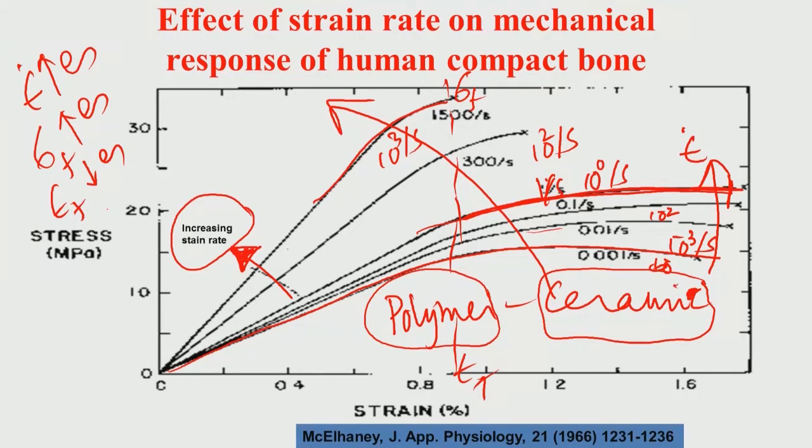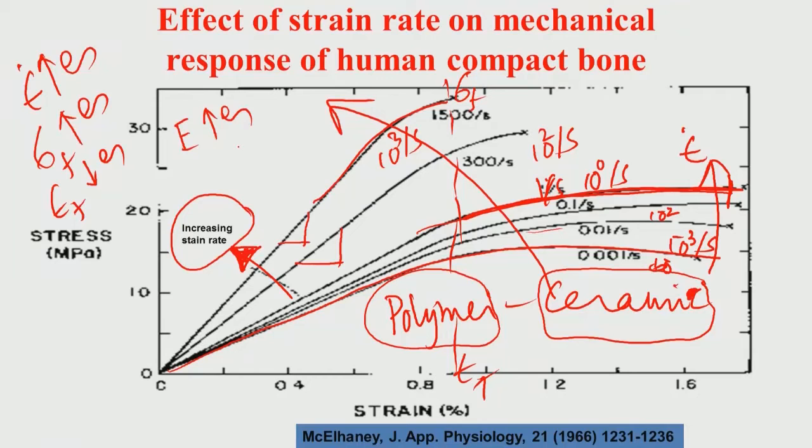What is the other thing that increases? Your slope in the linear curve also increases, because it becomes much more stiff. So, therefore, the elastic modulus also increases. So, the higher the strain rate, the higher the fracture strength, the higher the elastic modulus, however, the lower the fracture strain. So, lower is the ability of the bone sample to deform.